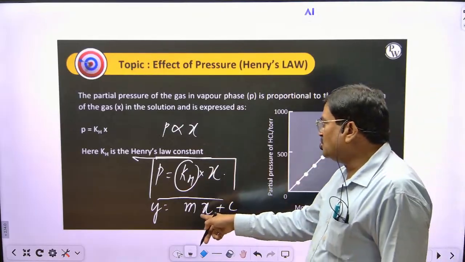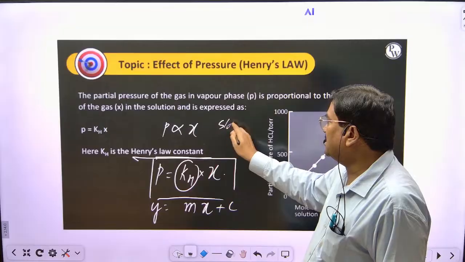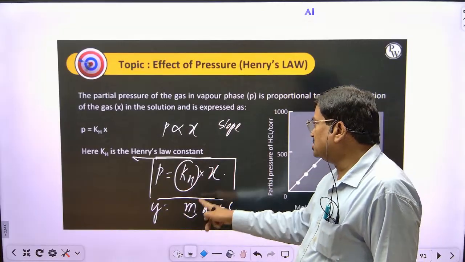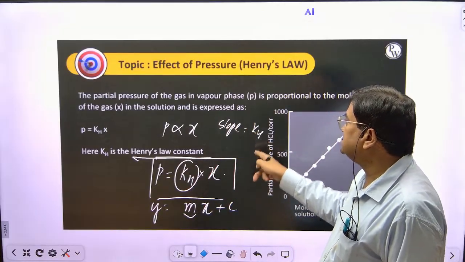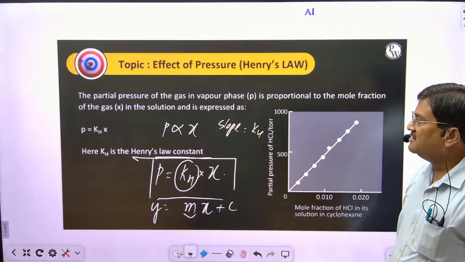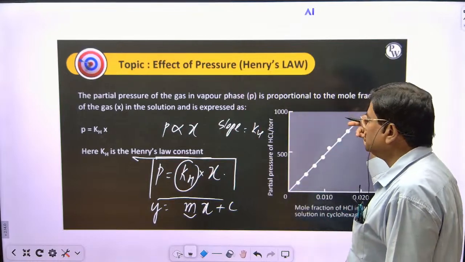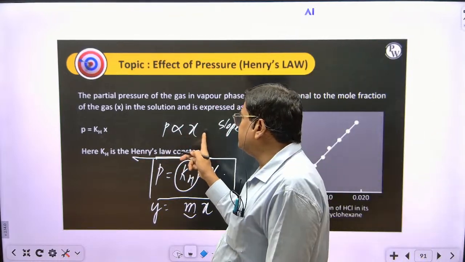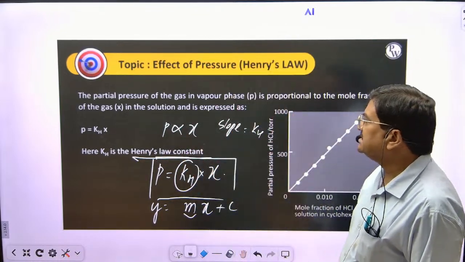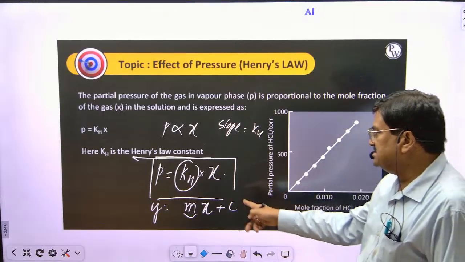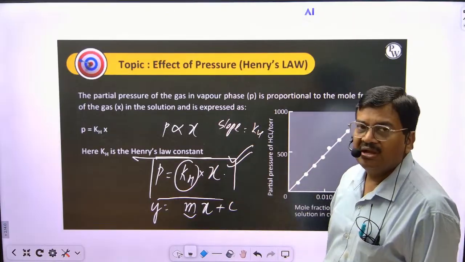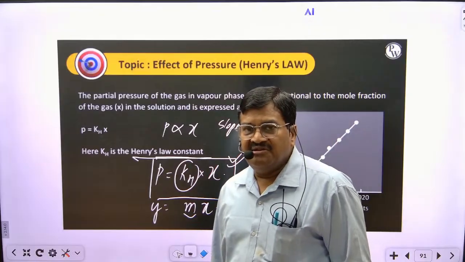And what is the slope in this? If they ask for the slope, m is the slope, no? So the slope will be KH. Are you getting the point? The same thing is mentioned here: the partial pressure of the gas in vapor phase is proportional to the mole fraction of the gas in solution, and mathematically this is the expression we wrote. Everyone clear? Followed?